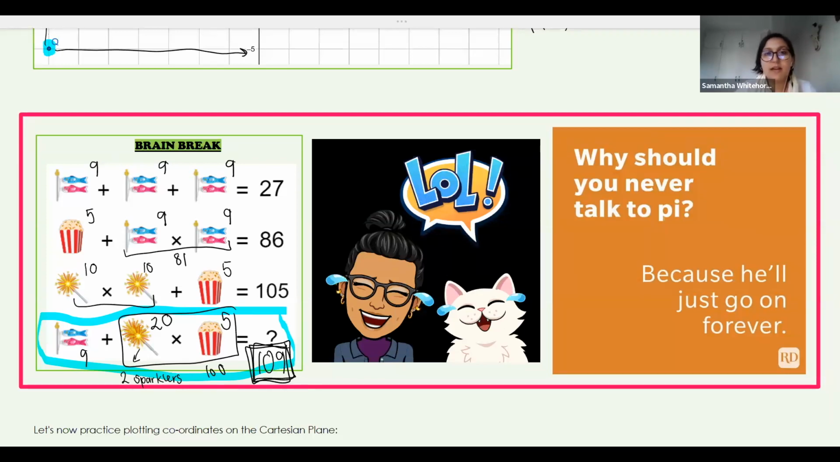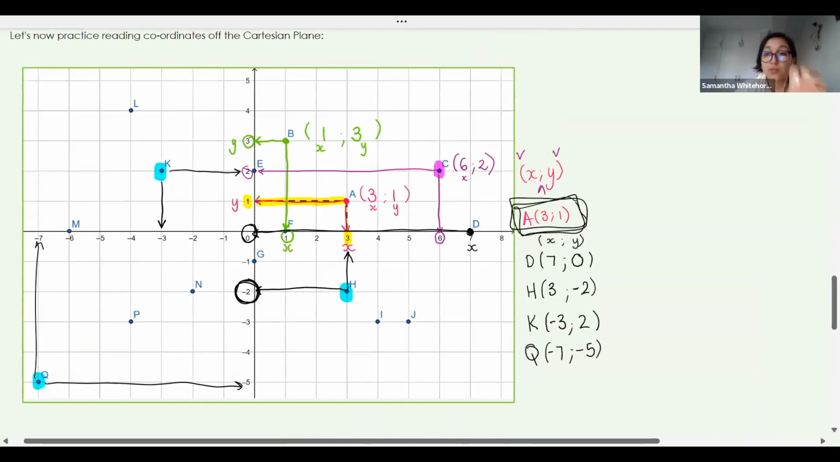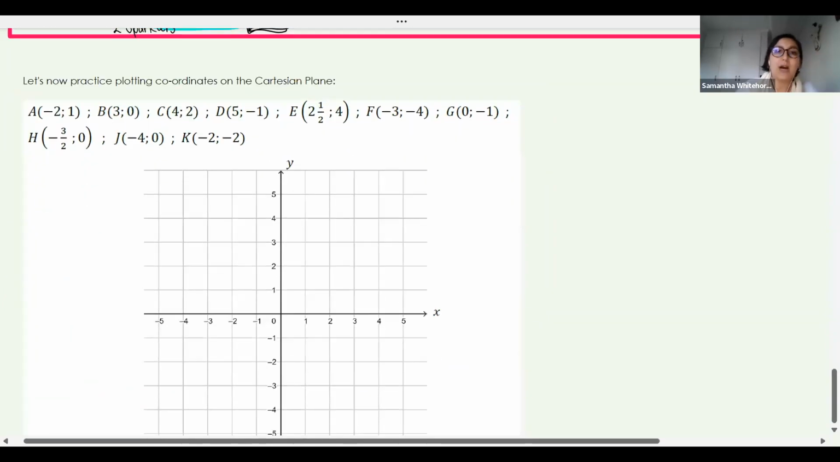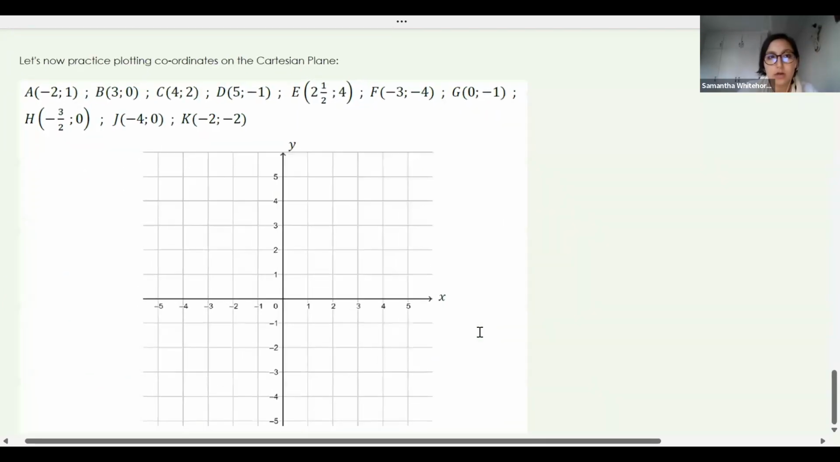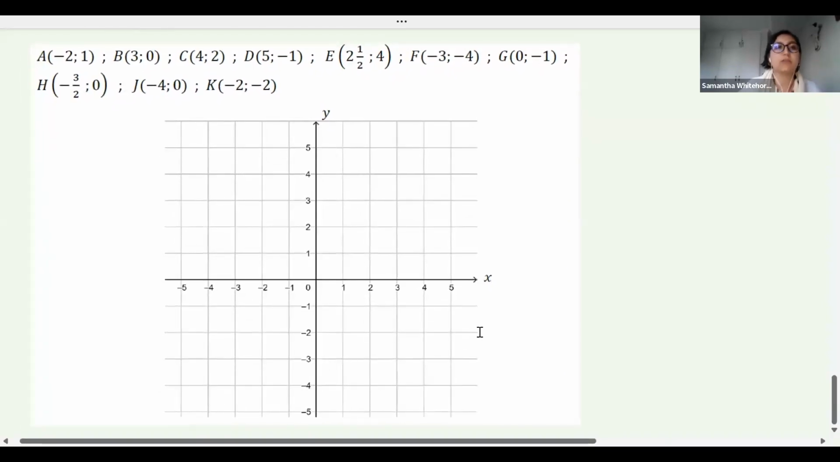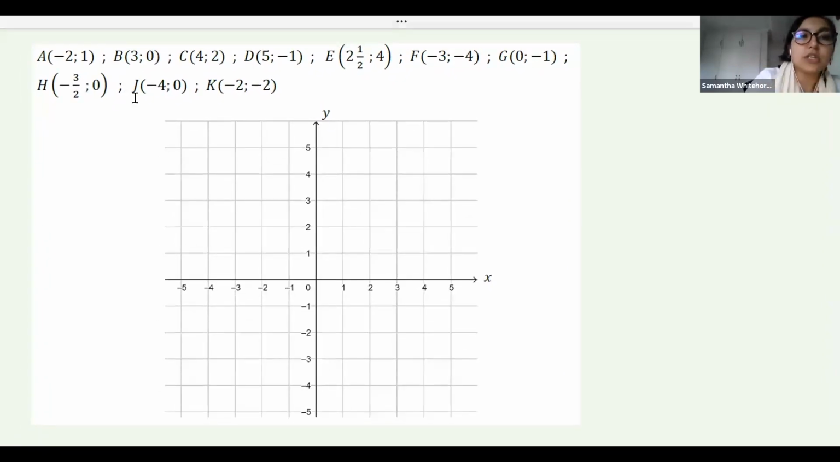Okay, so just to remind you, what we've looked at is being able to read coordinates off the Cartesian plane. But like I said, we also need to be able to plot coordinates on the Cartesian plane. We didn't do all of these, and that's fine because it gets a bit repetitive. As long as you can read an X and a Y, you're good. So let's see how we plot coordinates on our Cartesian plane. I'm going to make this a bit bigger so that we've got a nice big Cartesian plane, and we're going to start with A again.